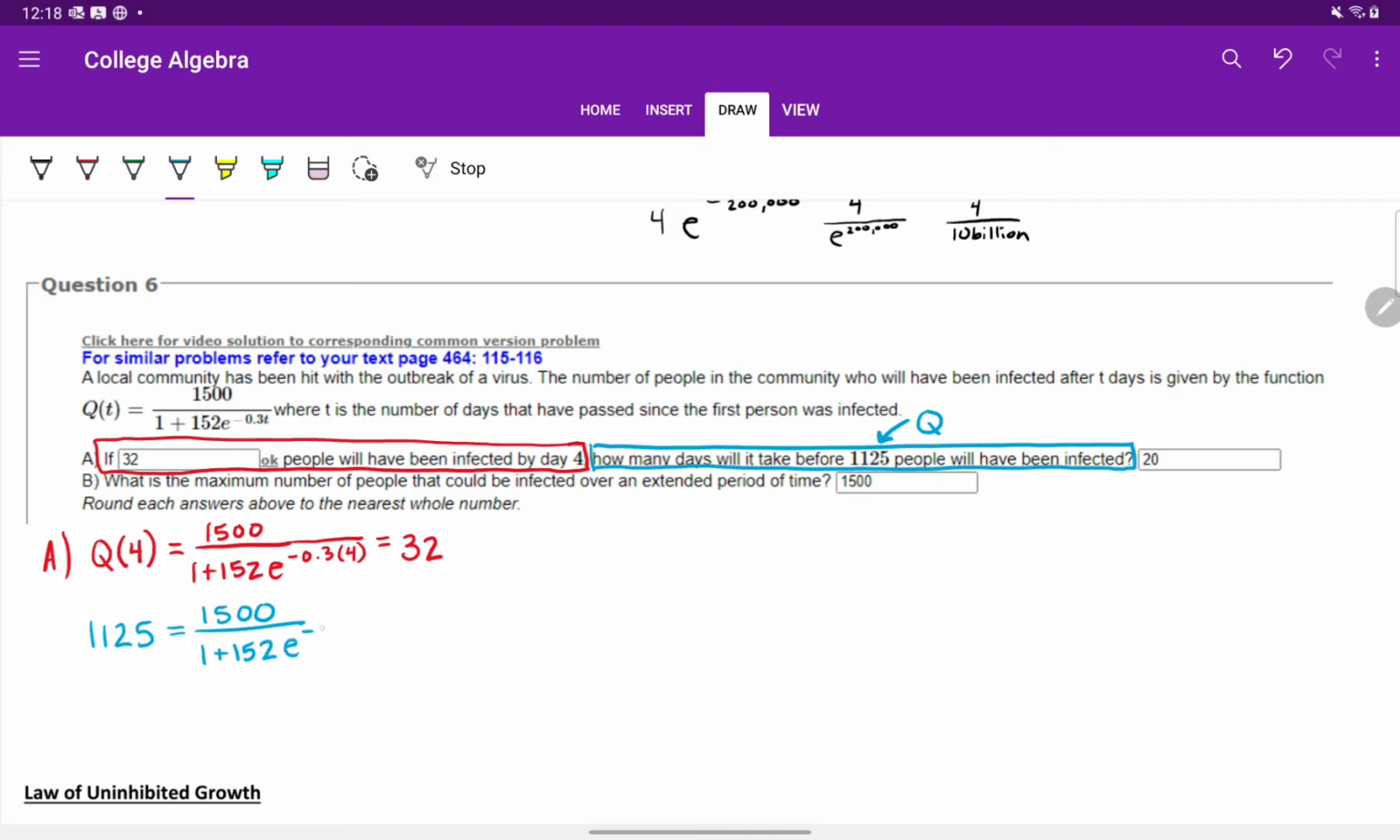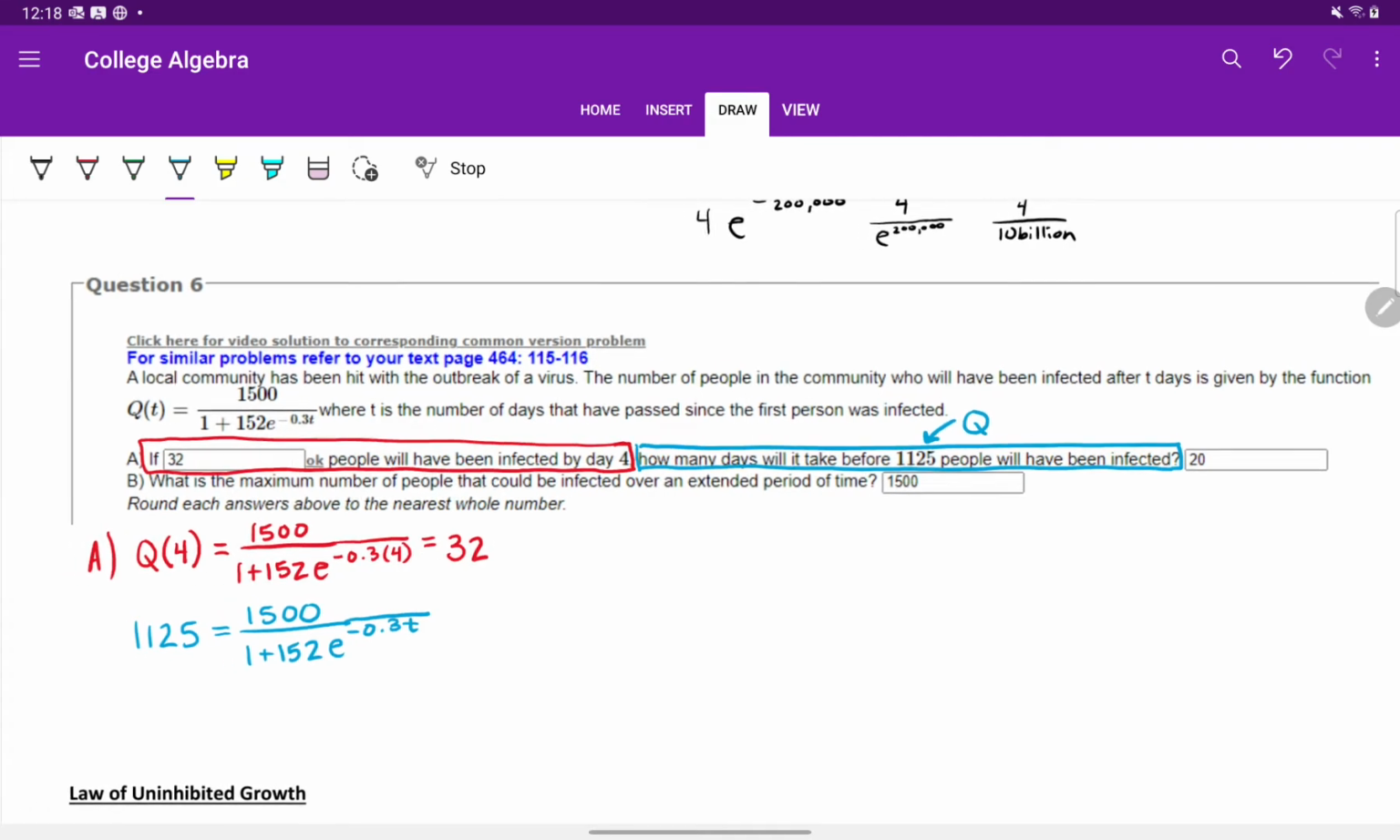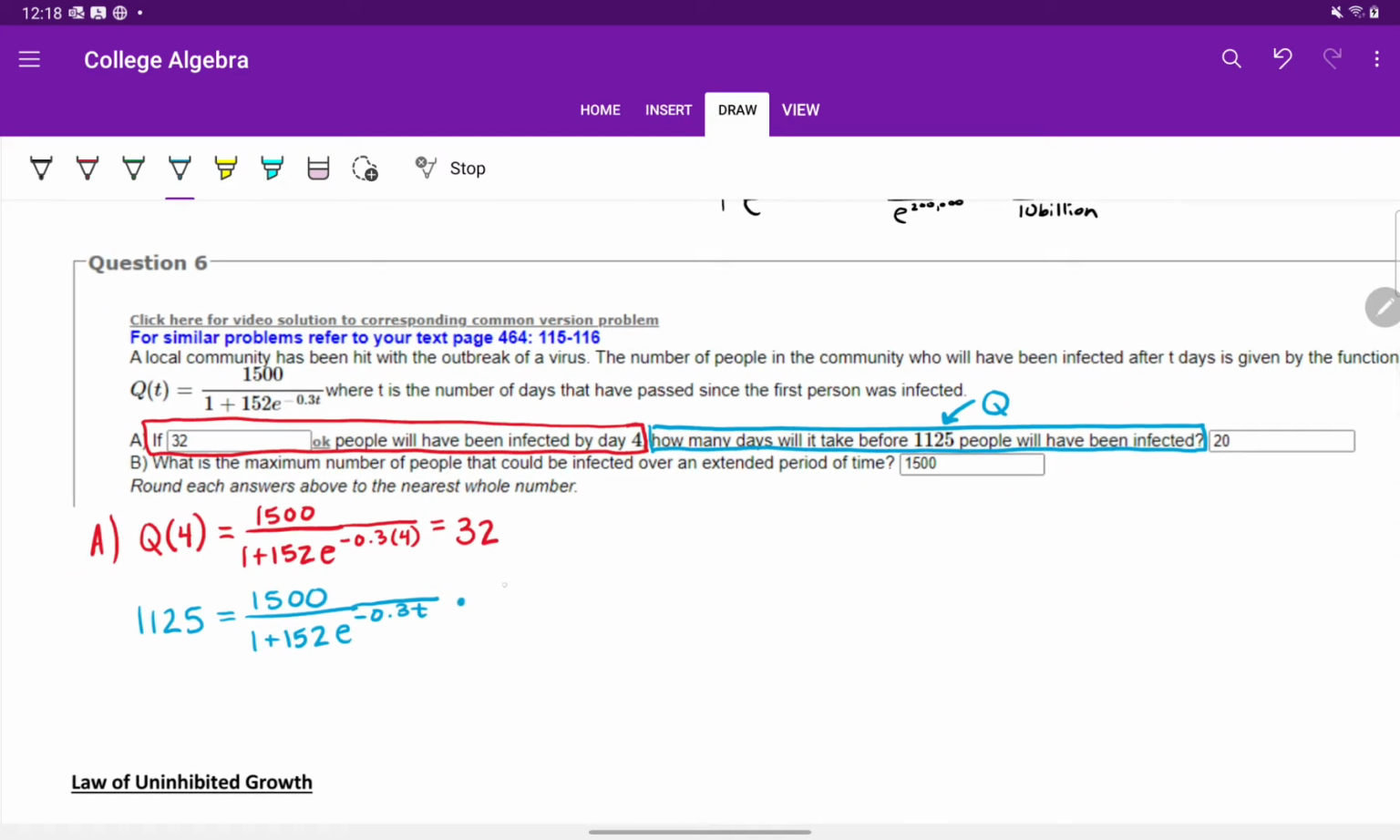So this is going to be a little bit more complicated because we have to solve for T, and T is deeply buried within this function. So we're going to have to go through a lot of steps to get that T by itself on one side. First of all, I'm going to multiply both sides of this equation by the denominator, 1 plus 152 e to the negative 0.3 t. And the reason we do this is so that the denominator cancels on the right, and that brings the part of our function that contains t up into the numerator.